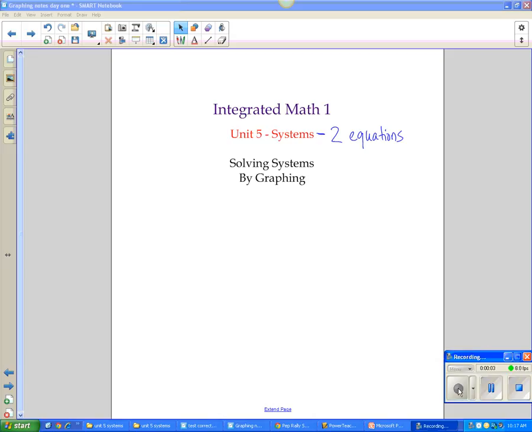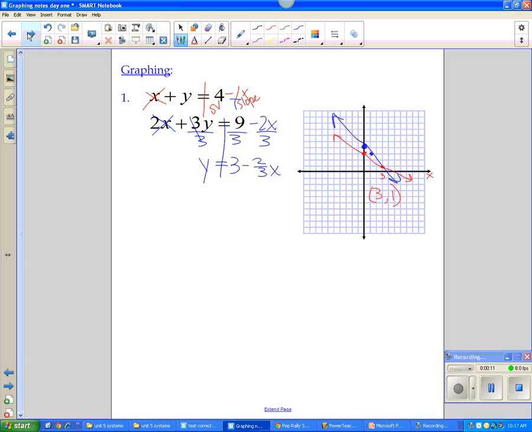Okay. This lesson is the beginning of Unit 5, Systems of Equations, and we're doing graphing. On number 1, I've already worked it out. You have to solve both of them for y. So draw your line, get y by itself, and then graph both lines on your graph. Graph both lines, and they intersect at 3, 1. So that's the answer to number 1. If you need more time to write this down, pause this video and restart it after you've done that.